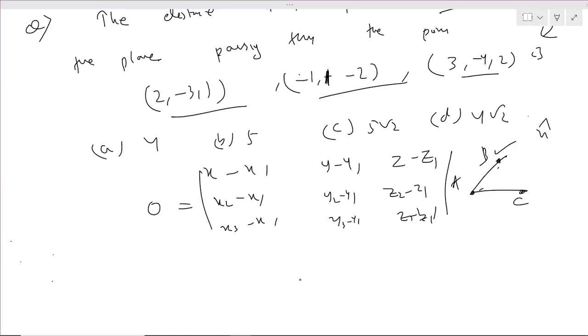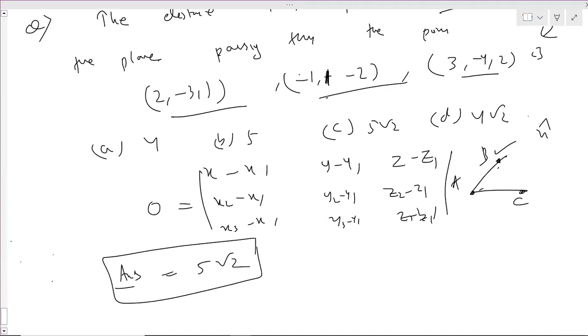Anyone solved? The answer is 5 root 2. If you have not, then don't worry. Please try this at home. We'll discuss this tomorrow. All right.